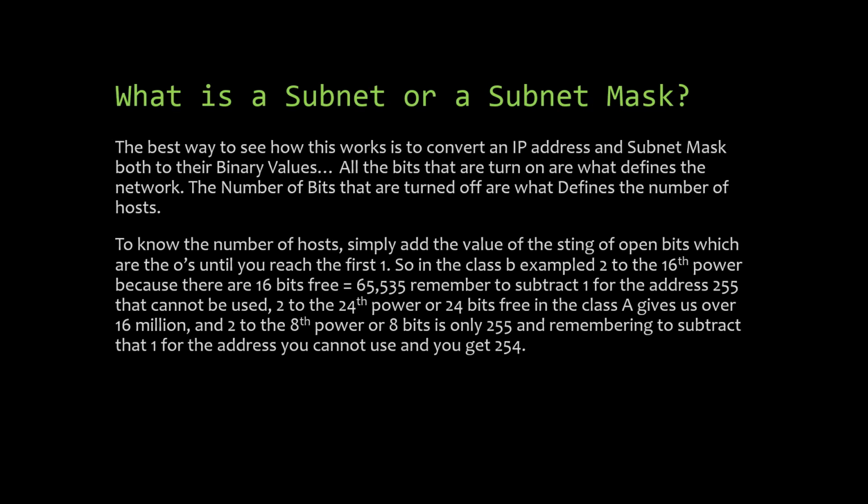So in the Class B example, 2 to the 16th power, because there are 16 bits free, equals 65,535. Remember to subtract 1 for the address 255.255, or for the address 255, that cannot be used. 2 to the 24th power, or 24 bits free in the Class A, gives us over 16 million, and 2 to the 8th power, or 8 bits, only 255. And remember to subtract that 1 for the address that you can't use, and you get 254.